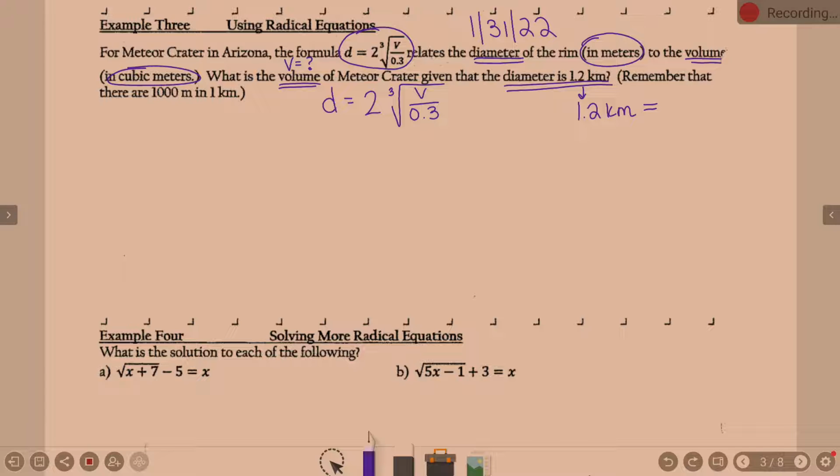Multiply it by 1,000. Because there are 1,000. Metric is just hard. I much prefer to multiply it by 5,000. Okay. There are 1,000 meters in 1 kilometer. So we're going to take 1.2 and multiply it by 1,000, and we're going to get 1,200 meters. Okay?